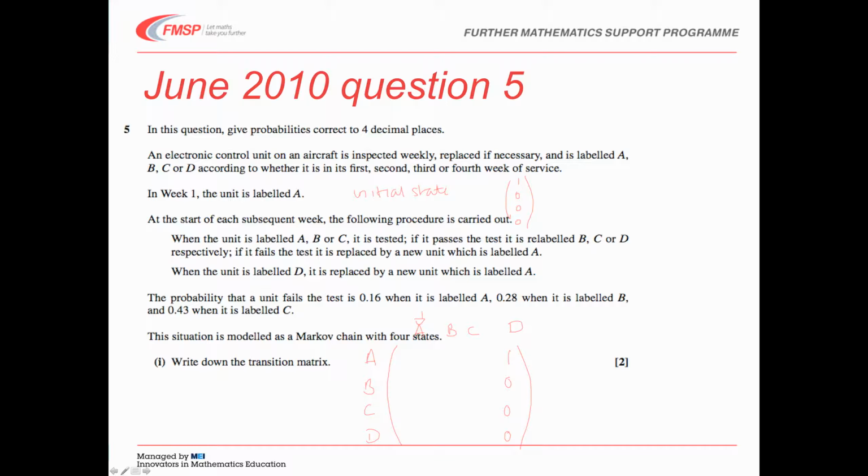The probability the unit fails the test is 0.16. That means if it starts in A and it fails, it goes back to A, and that probability is 0.16. With B, it's 0.28. And with C, it's 0.43. The other alternative for A is that it goes on to B. It can't go to C or D. So that probability is 0.84. For B, it could go on to C, so that probability is 0.72. And for C, it could go on to D, so that probability is 0.57. And so that gives us the transition matrix that we're going to be working with.